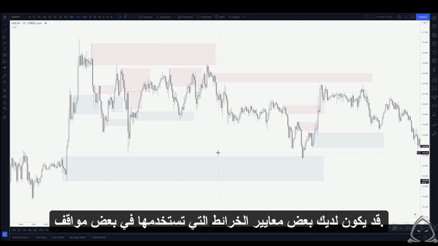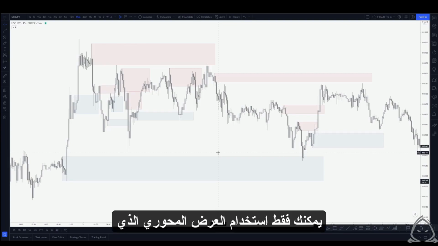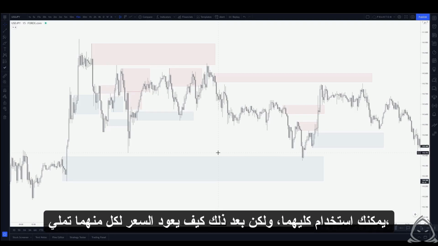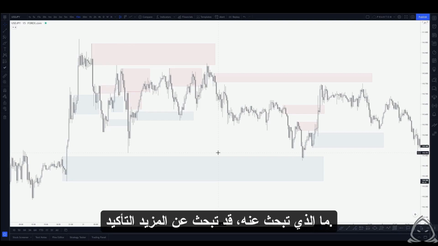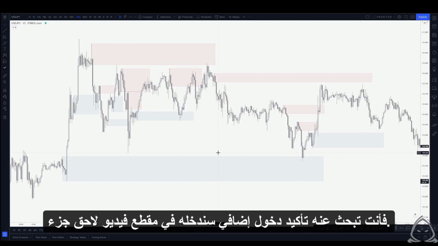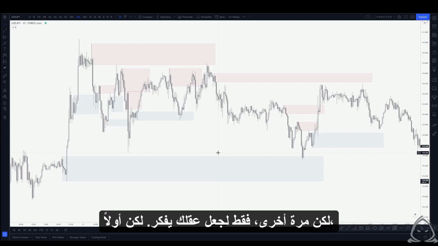You may have certain mapping criteria that you use in certain situations. You might only use pivot created supply and demand on continuations. You might only use range created supply and demand on reversals. You might use both, but then how price returns to each one of those dictates what you're looking for. You might look for more confirmation if you get a V reversal to a continuation model. You're looking for an additional entry confirmation that we'll get into in a later video portion. But again, just to get your mind thinking.